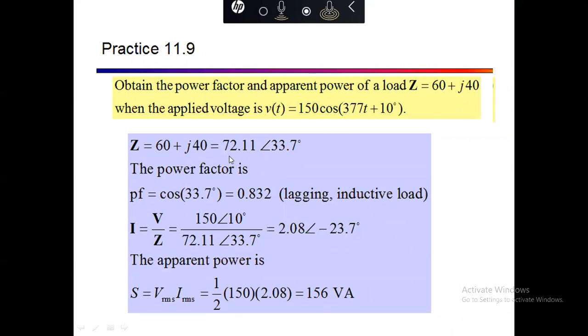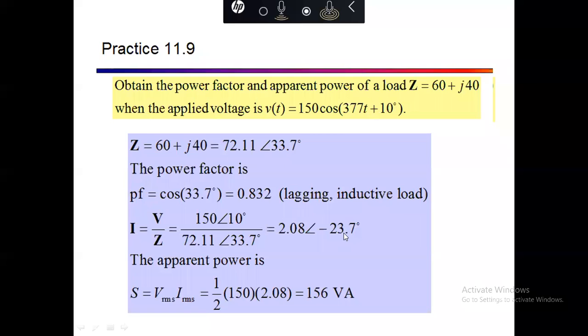So from this impedance, we find the current drawn by this impedance if the applied voltage is given. The applied voltage is 150 at the angle of 10 degree. So we put the value of voltage 150 at the angle of 10 degree, and we substitute the value of load 72.11 at the angle of 33.7 degree. From this, we can find the value of the current drawn by the load.